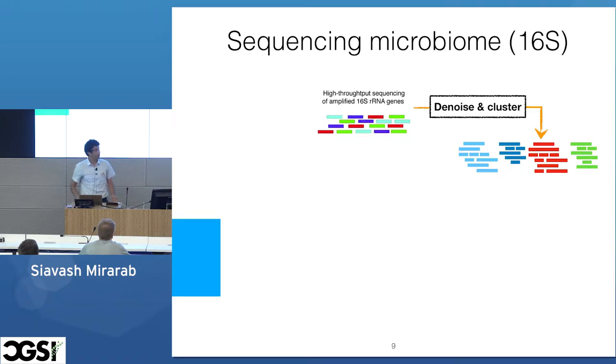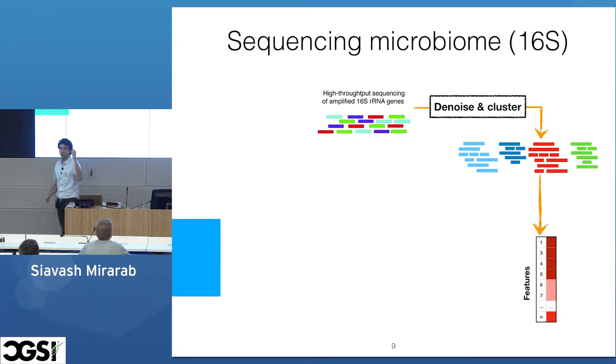Okay, so you have these. And what do we do with this? We just represent our sample as a vector. In this vector, each element, each row, is basically one of these species, OTUs, and the value gives you the number of reads from that OTU, right? So now that we have a vector, we are happy, right?